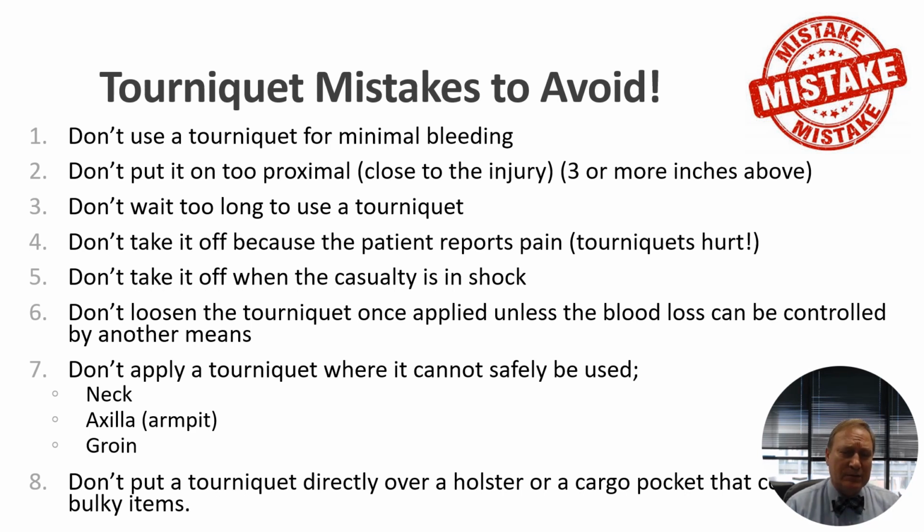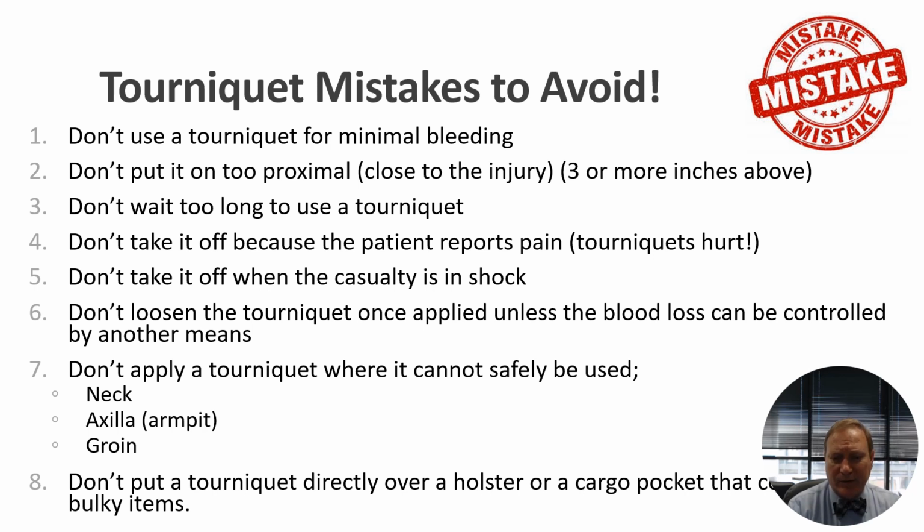There are certain types of compression devices made for bleeding in the groin and bleeding in the armpit. We're not going to cover that in this, and that's not a tourniquet, but there's a type of device that can be used for things that are closer to the shoulder or closer to the groin. Again, not a tourniquet and not something we're going to cover in this course.